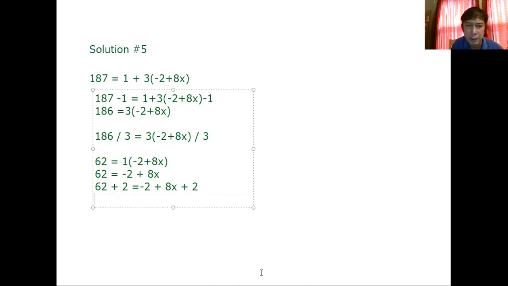And so therefore the next line will be 62 plus 2 is 64. And the right side, you see this -2 and this +2 cancels out to 0. So we're going to have 0 plus 8x. And 0 plus 8x is just 8x. There. So we're down to this simpler equation.